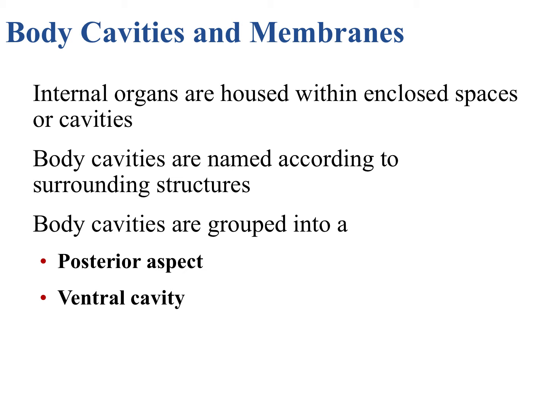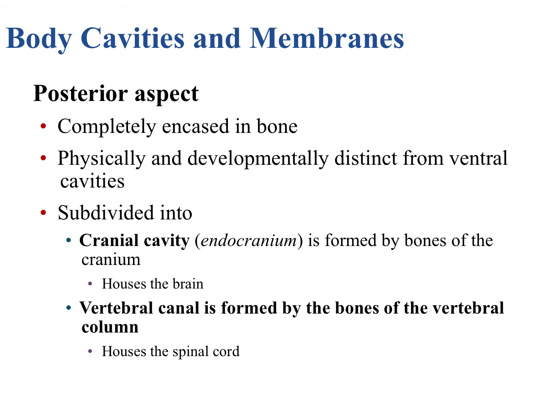And around that cavity are bones. What's the purpose of those bones? Protection. Is it important that we protect the brain and the spinal cord? Why? What's their function? Control, sensory, movement, regulation, life, survival. Yes? Okay, so pretty important functions, lots of protection. So the dorsal body cavity, the posterior aspect, okay, completely encased in bone.